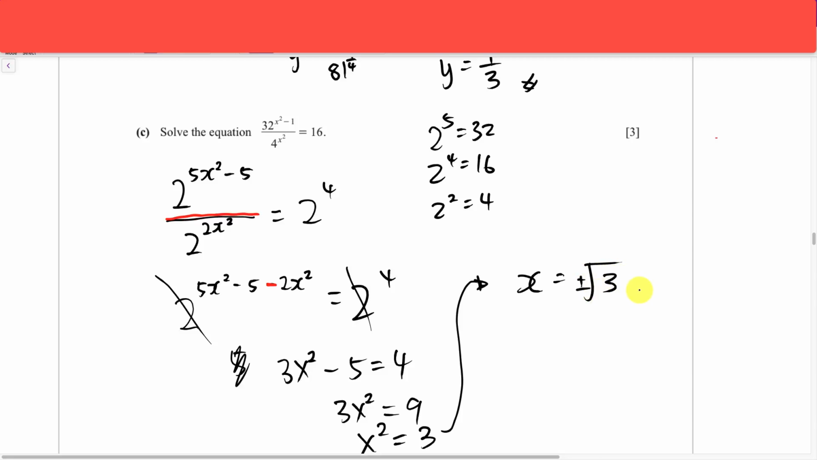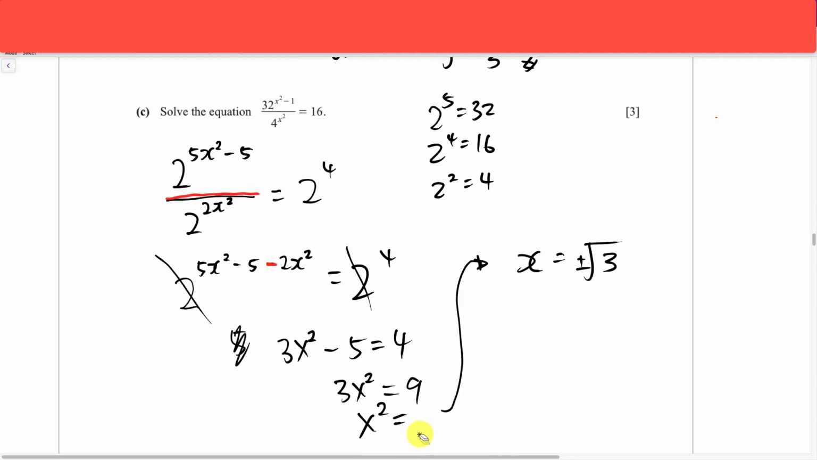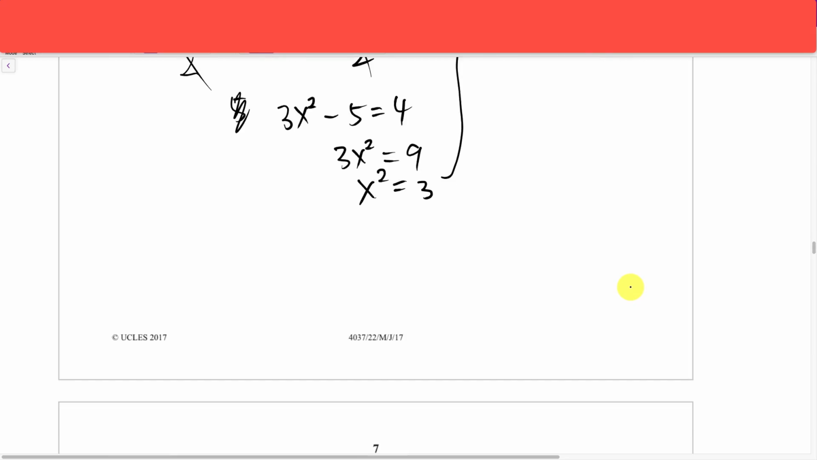Am I making any careless mistake here? Okay, let me check. It should be like that. Yeah, so you will get both answers, positive and negative square root of 3. Oh no, what am I thinking? Yeah, you should get plus or minus square root of 3, right? I guess this is the answer. I just worry maybe somehow I accidentally made a careless mistake here.